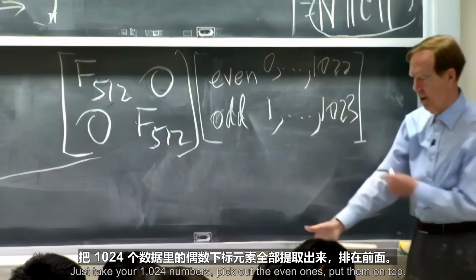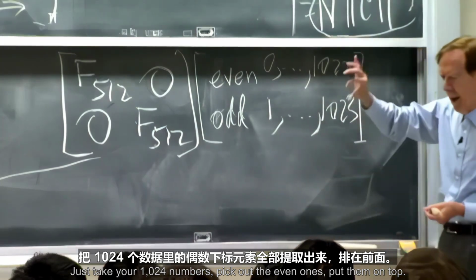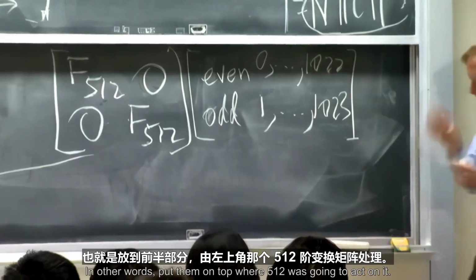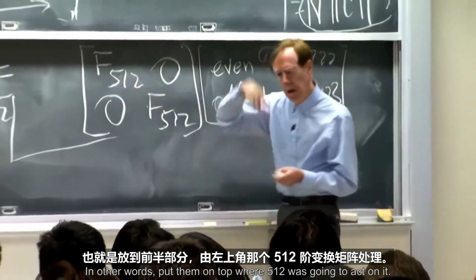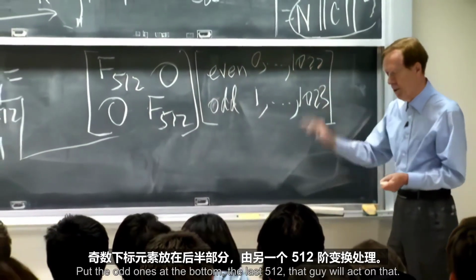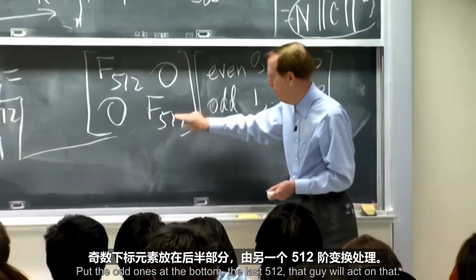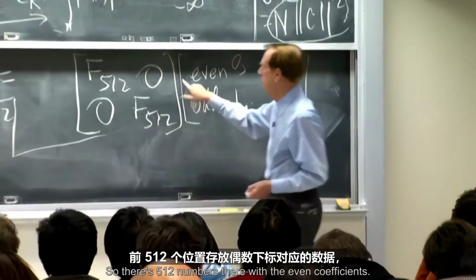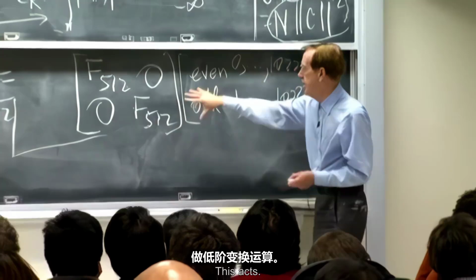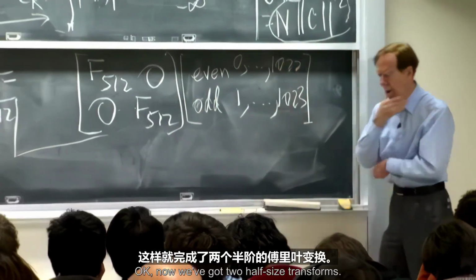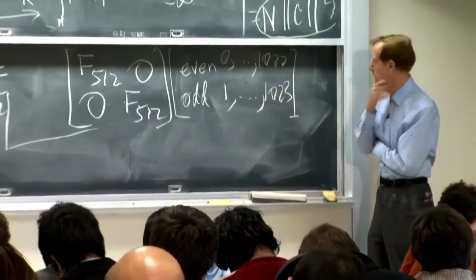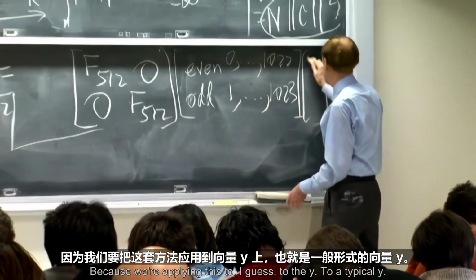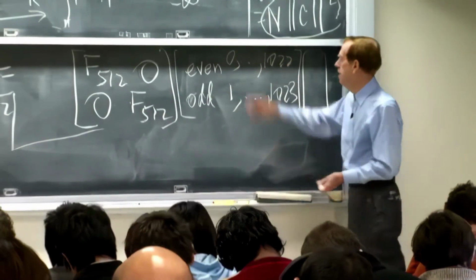Just take your 1024 numbers, pick out the even ones, put them on top. In other words, put them on top where the 512 is going to act on it. Put the odd ones at the bottom, the last 512, and that guy will act on that. So there's 512 numbers there with the even coefficients. This acts. Okay, now we've got two half-size transforms because we're applying this to, I guess, a typical y. Right? Okay.